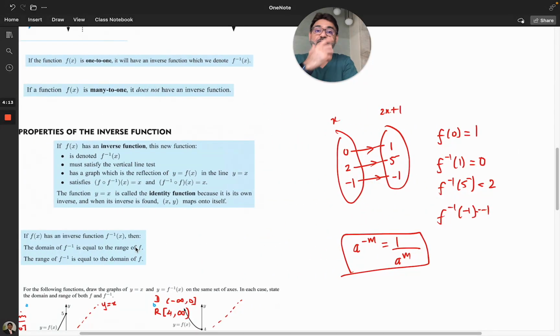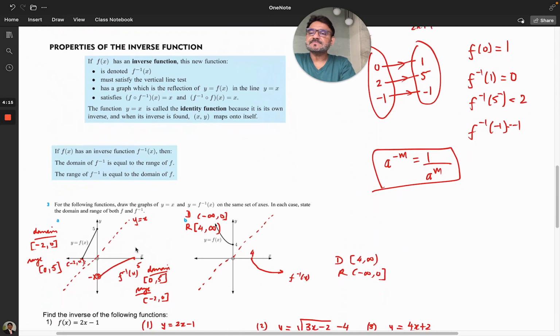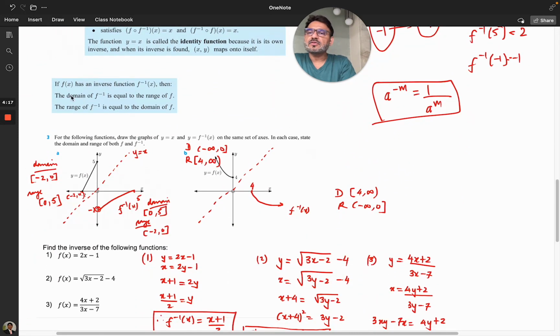Okay, conceptually, this is how you need to understand inverse. The domain and range swap. The domain of the inverse function is equal to the range of the function, and the range of the inverse function is equal to the domain of the function.